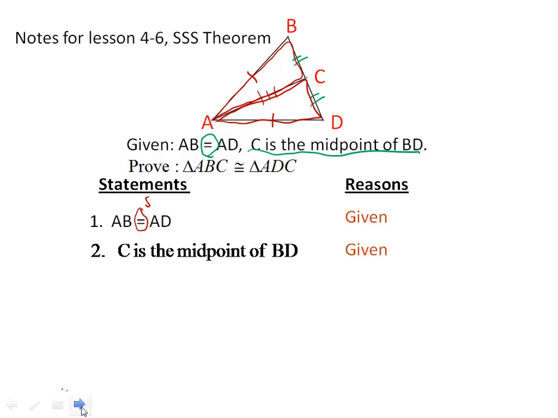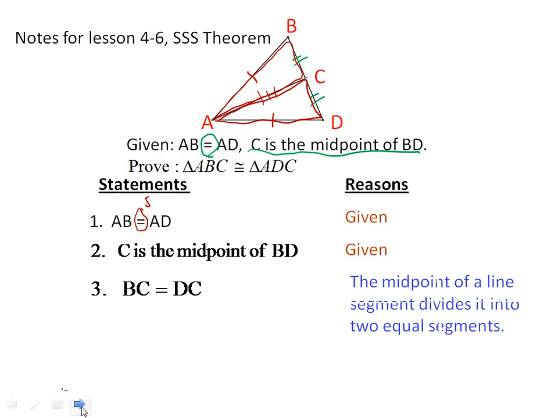Okay, now I have to make the explicit statement of what is the result of C being the midpoint. That means that BC equals CD, and that's because the midpoint of a line segment divides it into two equal segments. Right, and that is a second equality statement, and that's a side.